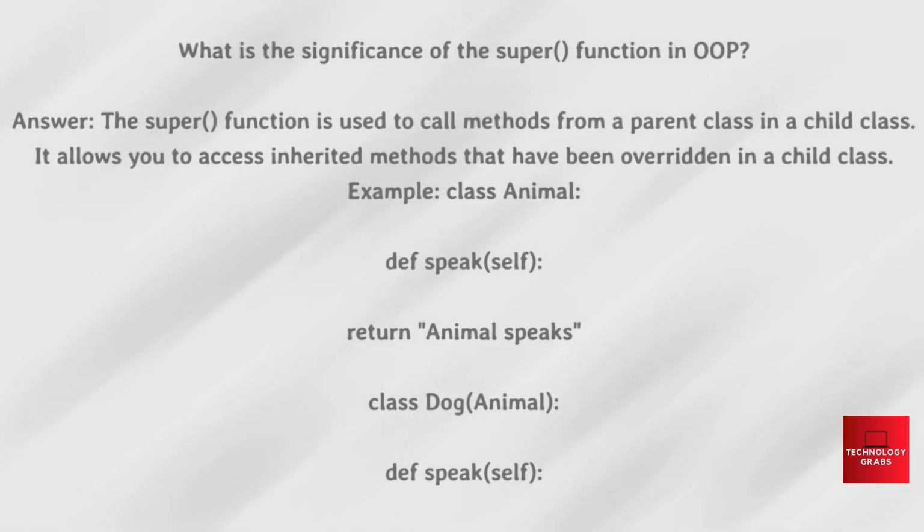What is the significance of the super function in OOP? Answer: the super function is used to call methods from a parent class in a child class. It allows you to access inherited methods that have been overridden in a child class. Example: class Animal, def speak(self): return "Animal speaks". class Dog(Animal), def speak(self): return super().speak() + " woof".